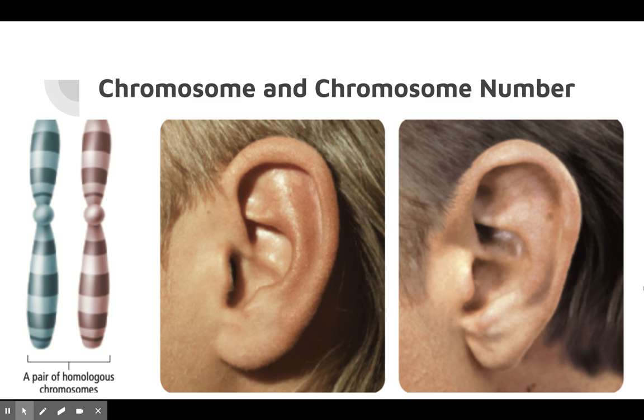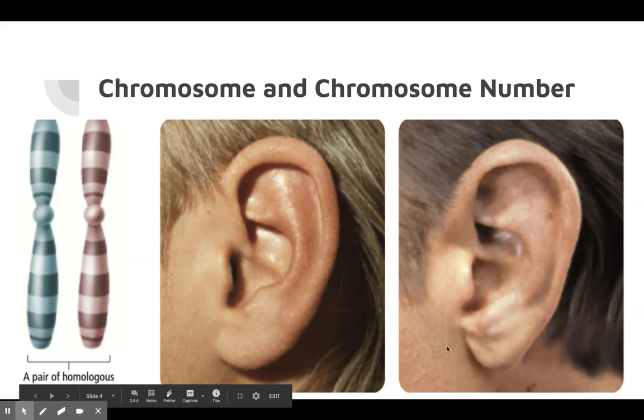So this is an example. Looking at this, you see these are a pair of homologous chromosomes, and essentially what they do is they determine the type of earlobe that you have. Notice this is an attached earlobe and this is an unattached earlobe. If you pay attention to your earlobes, take a look at them and tell me, do you have an attached or an unattached earlobe? That is determined based off a pair of homologous chromosomes found within your 23 pairs.